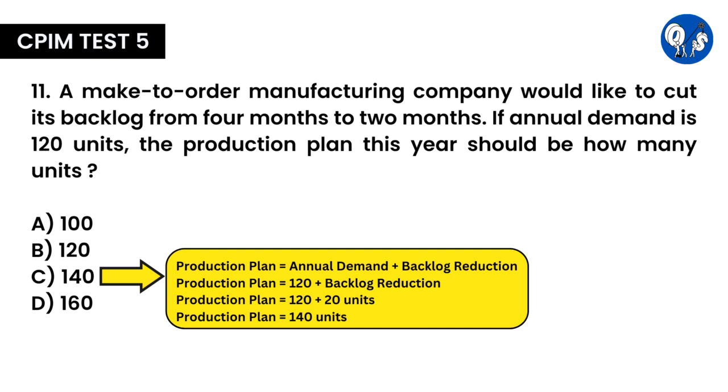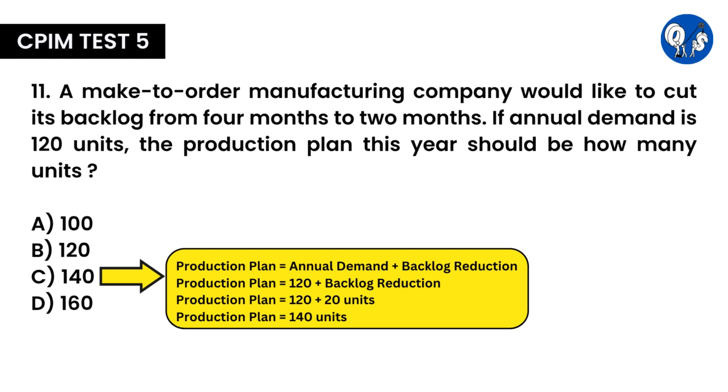The company needs to produce enough units to meet this year's demand, that is 120 units, and reduce the backlog by 2 months worth of demand. Since the backlog is being cut in half from 4 months to 2 months, additional production will be required. The formula for calculating annual production of this year is annual demand plus backlog reduction. As you can see, annual demand is given in the problem, so that is 120. And we need to calculate backlog reduction.